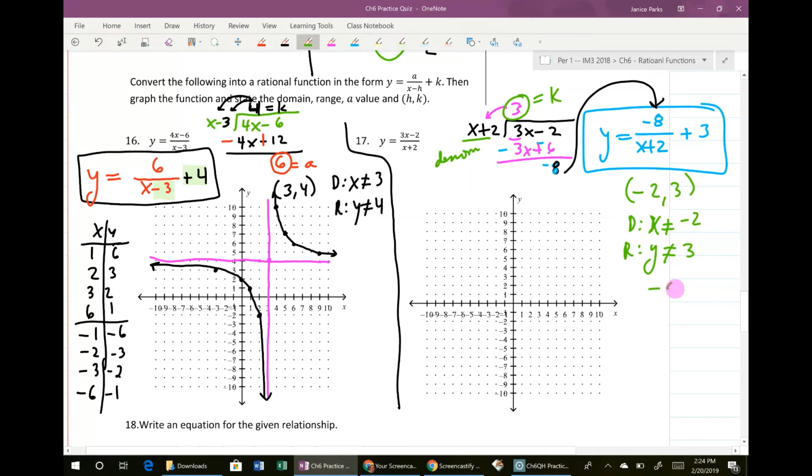Since the a value is negative 8, when we do our x, y chart, the numbers have to multiply to negative 8. So 1, 2, 4, and 8. 1 times negative 8, 2 times negative 4, 4 times negative 2, 8 times negative 1. And then the same thing with the negative numbers. All right, so my h, k is negative 2, 3.